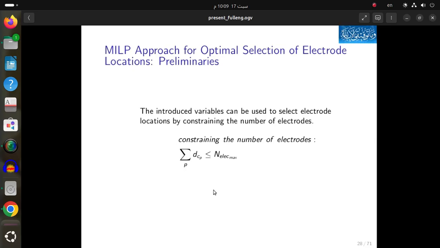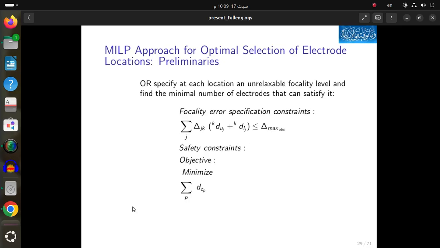Second formulation: alternatively, we seek to impose a certain degree of focality, and we want to find the minimal number of electrodes that can achieve this desired focality. So in this case, we also define the focality error specification constraints, but not as breakable constraints, as mandatory constraints, and instead we make our objective minimizing the number of electrodes, which is minimizing the number of binary variables used in the electrode current constraints. This is the second possible objective function.